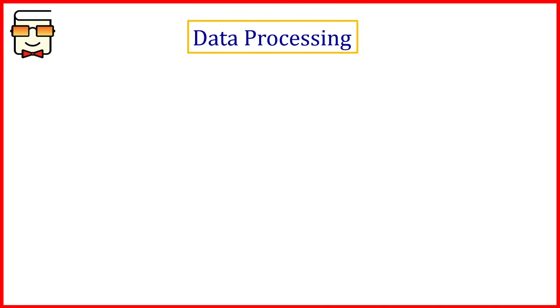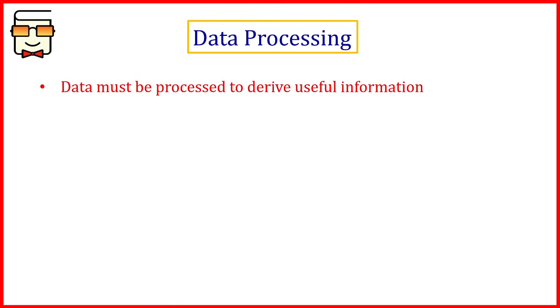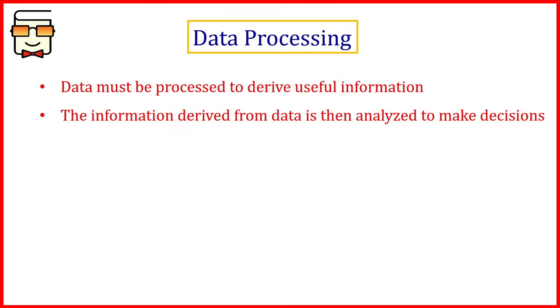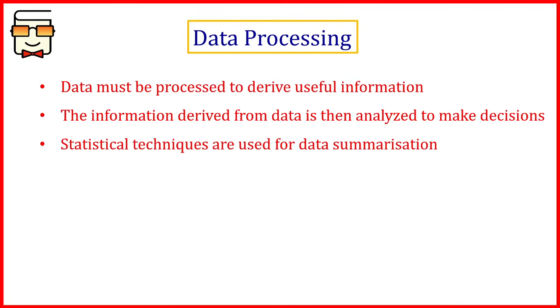Now, after you have collected data, you have stored data somewhere, now you need to process that data so that you can find something useful out of all those collections of values that you have stored and saved in your device. Now, the information that is derived from this data is then used to make useful decisions. And to come to these decisions, different statistical techniques are used so that this large amount of data can be summarized. Okay, so data summarization is one part of data processing.